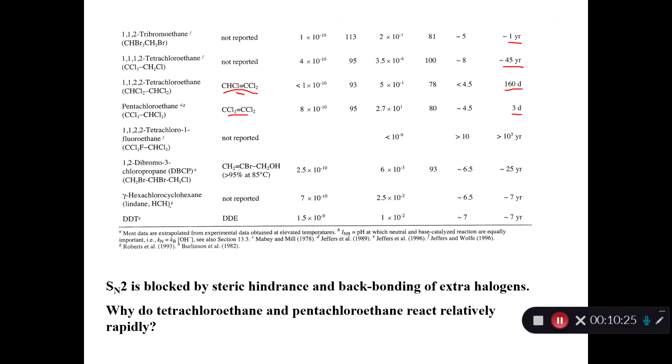And also, by the way, notice DDT being converted to DDE. This is a hydrolysis mechanism. Time scale of about 7 years. So this is why most of the DDT that's been released to the environment has converted to DDE, because DDT has been banned since the 1960s. So it's had plenty of time to undergo this reaction. So what is going on here? Why are we forming these double bonded compounds, and why are some of these reactions happening much more quickly than we would expect from the SN1 and SN2 reactions?